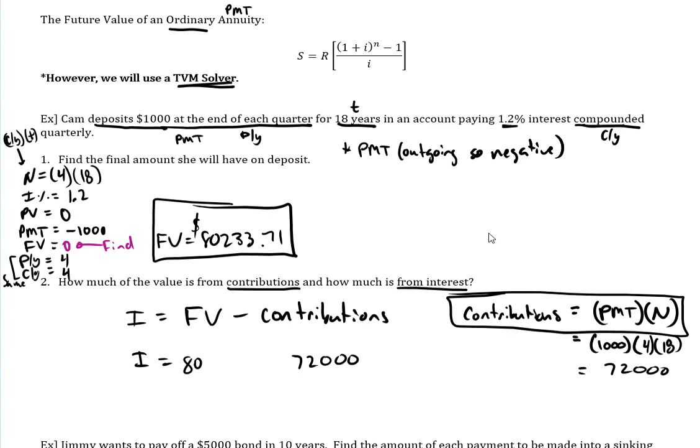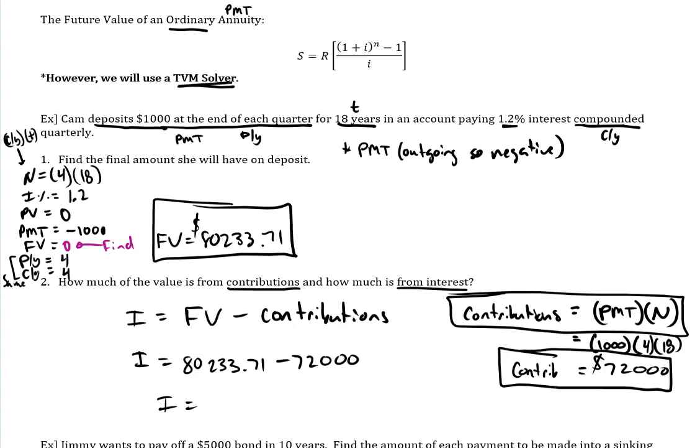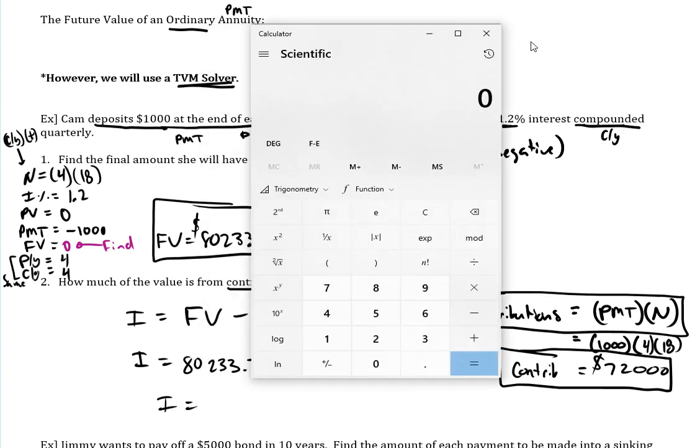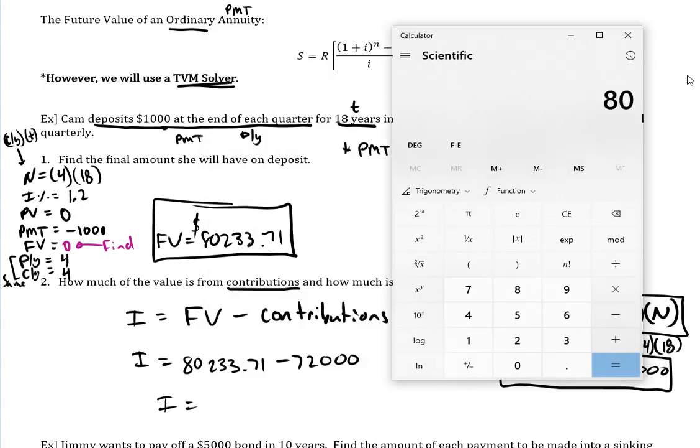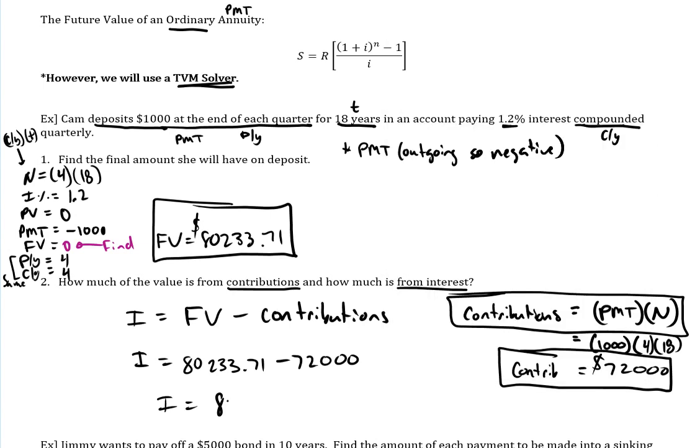And then our future value, well, we just found, so $80,233.71, and then we just need to do that subtraction. Okay, so we already have the amount for the contributions, which I'll abbreviate. There it is. And then our interest is this difference. So we could just do that subtraction. Let's use my calculator again real quick. So the 80,233.71 minus 72,000. And we get 8,233.71.